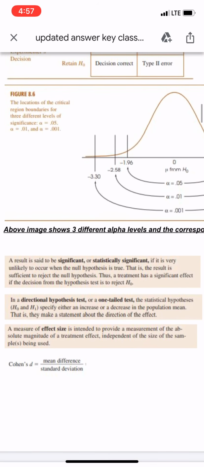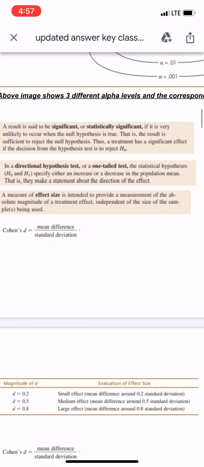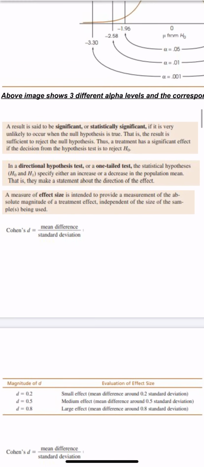A result is said to be significant, or statistically significant, if it is very unlikely to occur when the null hypothesis is true. That is, the result is sufficient to reject the null hypothesis. Thus, the treatment has a significant effect if the decision from the hypothesis test is to reject the null. In a directional hypothesis or a one-tailed test, the statistical hypothesis specifies either an increase or a decrease in the population mean. That is, they make a statement about the direction of the effect.